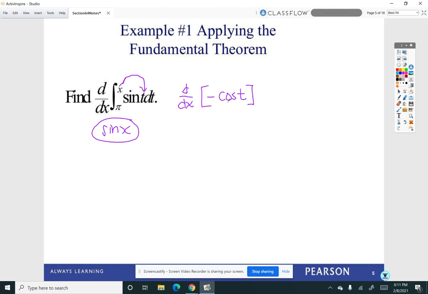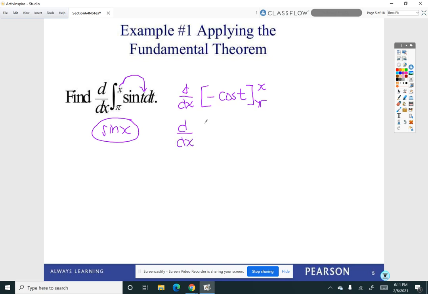Okay, and I know that because if I take the derivative of cosine of t, it would be negative sine, and so I need the negative here so that it becomes positive sine. And I'm going to evaluate that from pi to x. Okay, I'm not going to do the derivative yet.